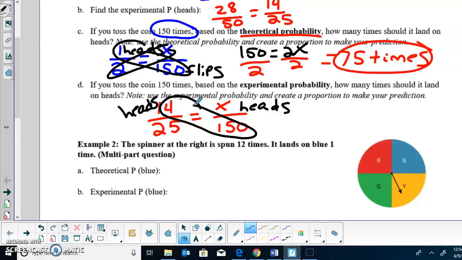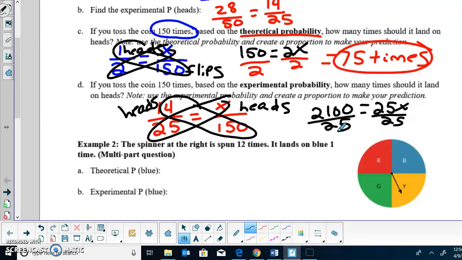14 times 150, 2,100, and then 25x. Now I just need to divide by 25. And when I do, I get 84. That means based on the experimental probability, it should land on heads 84 times. Now, my theoretical and my experimental probability, I did not get the same results. They're pretty close, and if I were to do the experiment even more times, then it should even out to be about half of the time. Now I want you to pause the video, try example 2 on your own, and then play it to check your work.